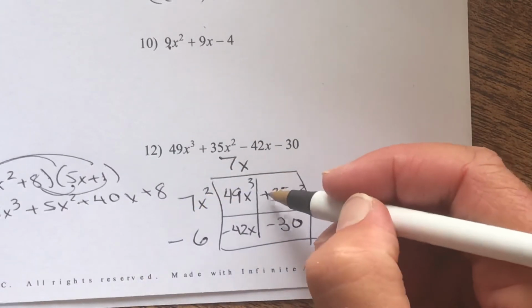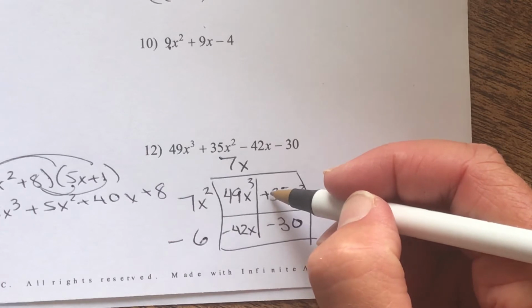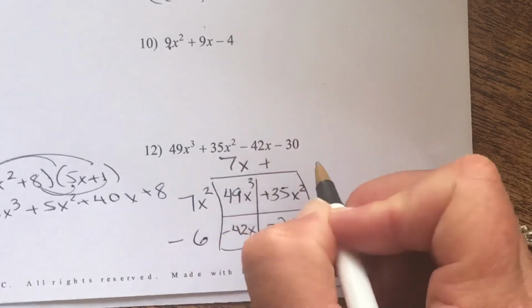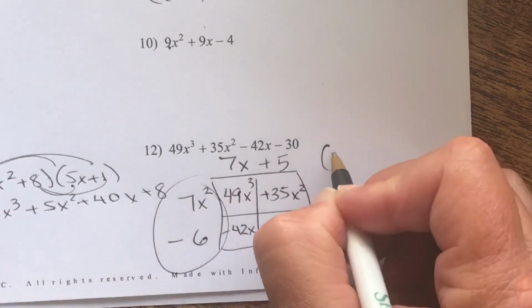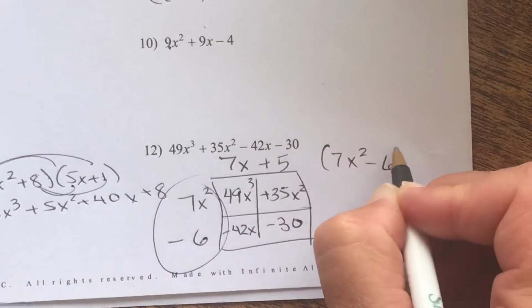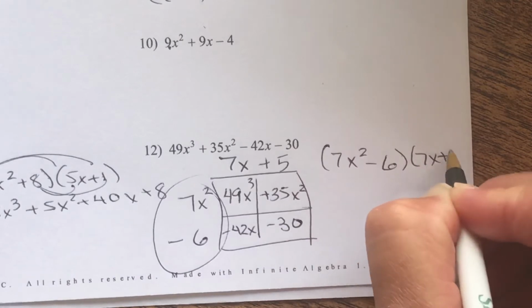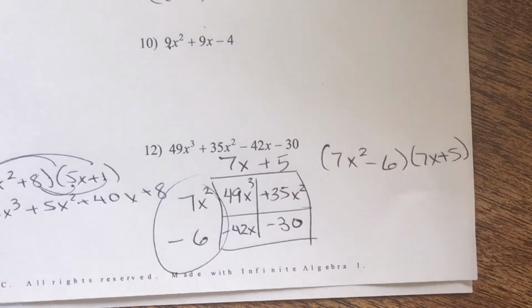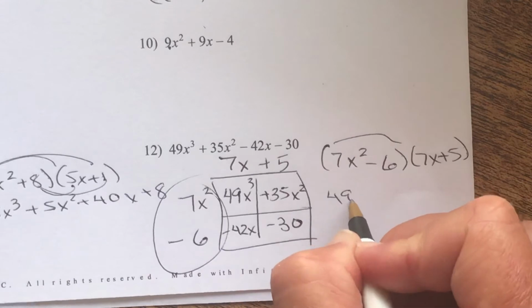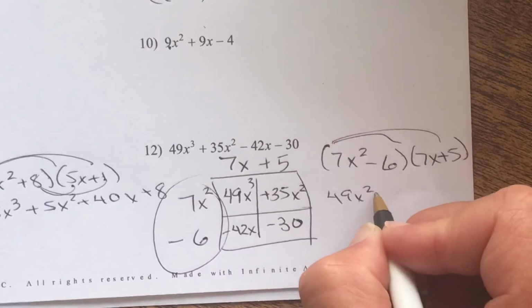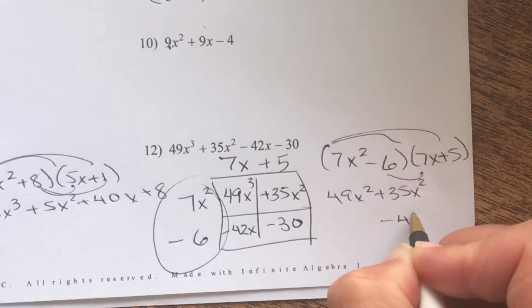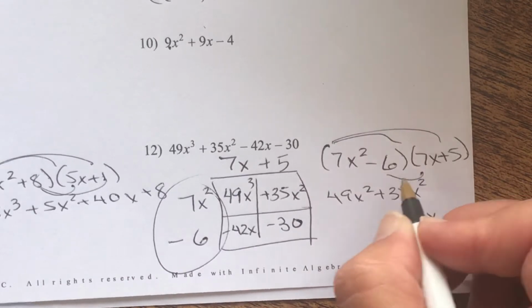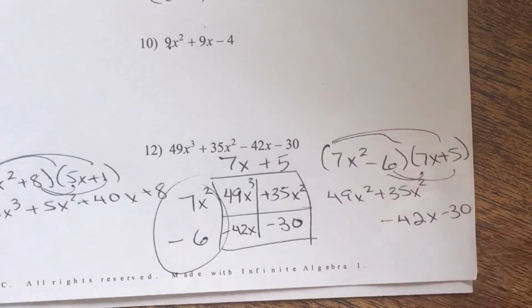And here, because it starts with a positive, we're not going to take out a negative, so it's going to be a positive, what? 5, yes. So our answer will be 7x squared minus 6 and 7x plus 5. And again, if you don't believe me, you can do just a quick check. So let's do that. I like to check my answers just in case. You never know. Even I make mistakes. Beautiful. Matches the original to me.